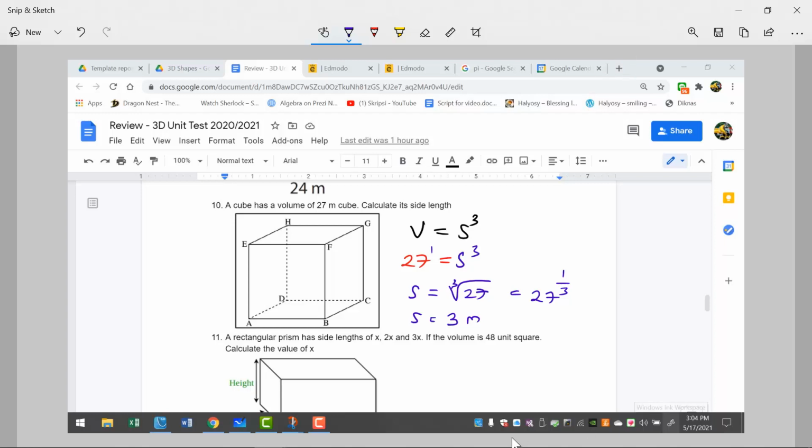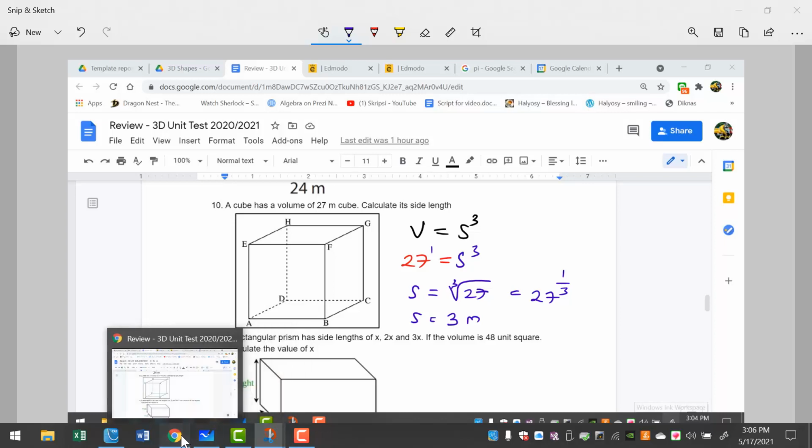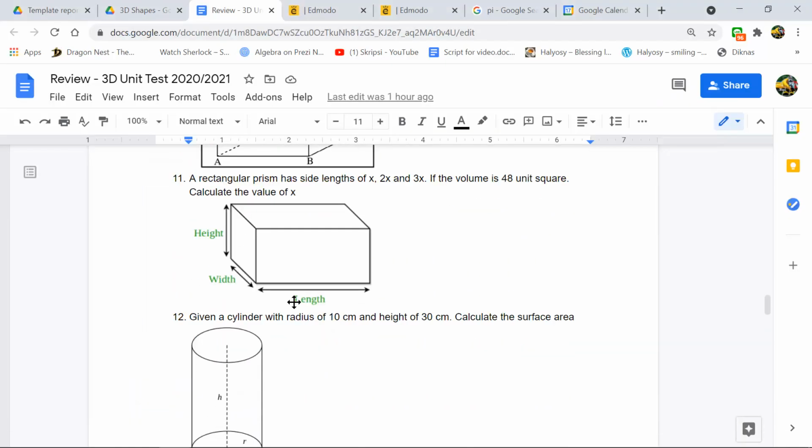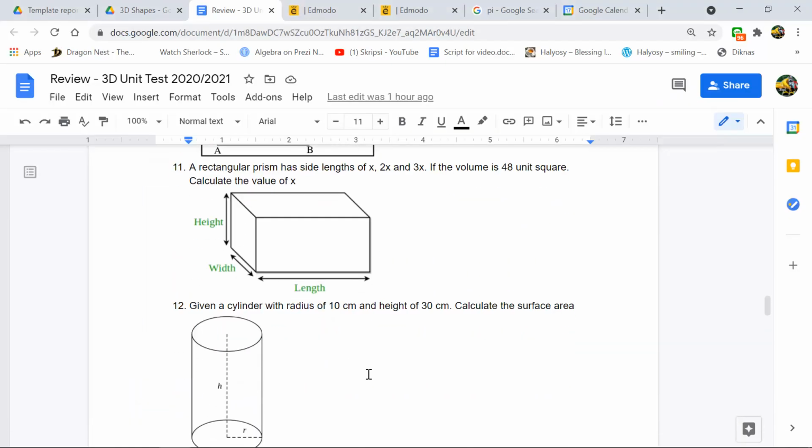Okay, so number 11. Number 11, here we go. A rectangular prism has side lengths of x, 2x, and 3x. We don't know the value of x, but all of them are the same x. And if the volume is 48 units cubed, calculate the value of x.